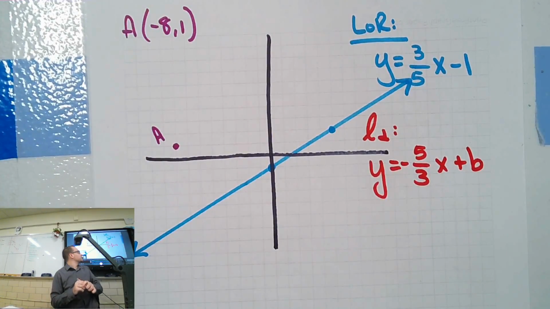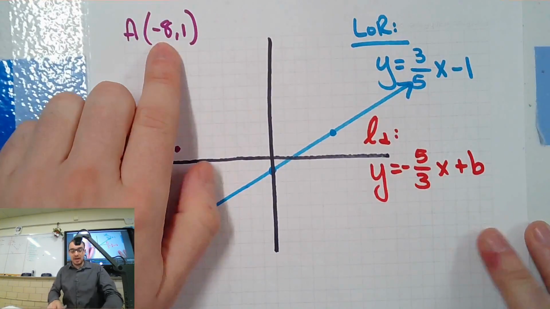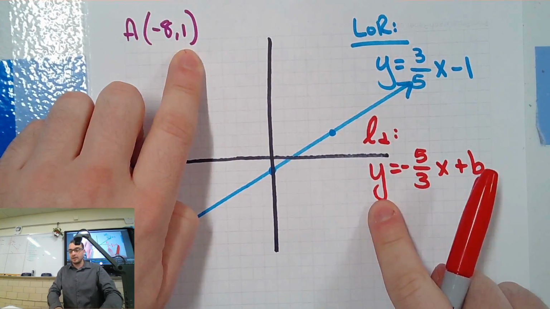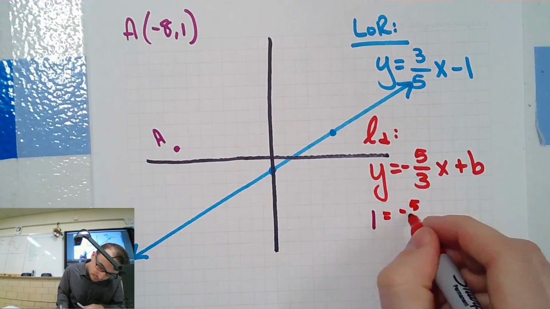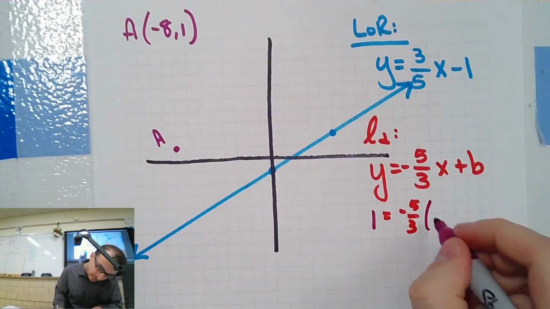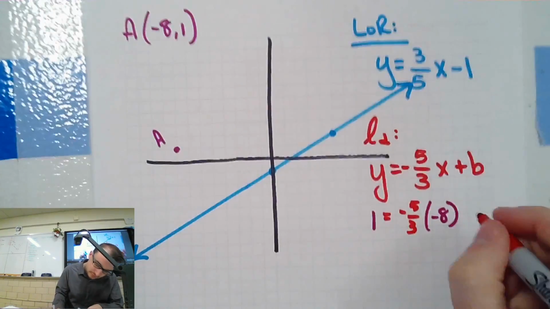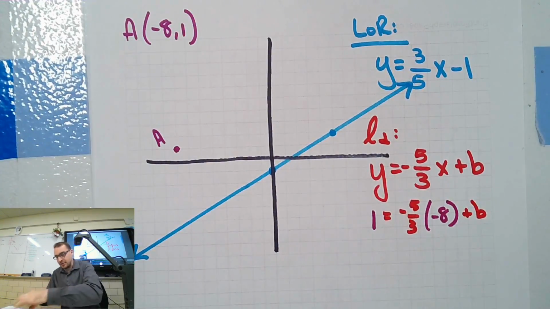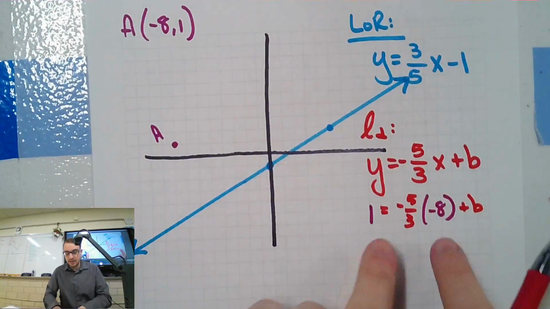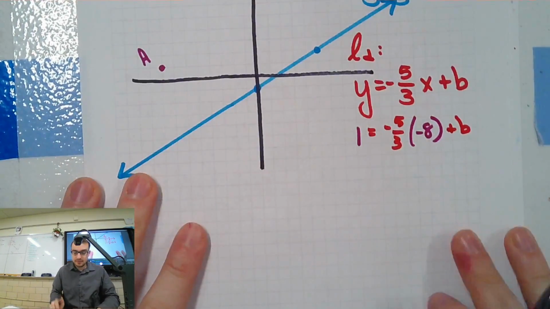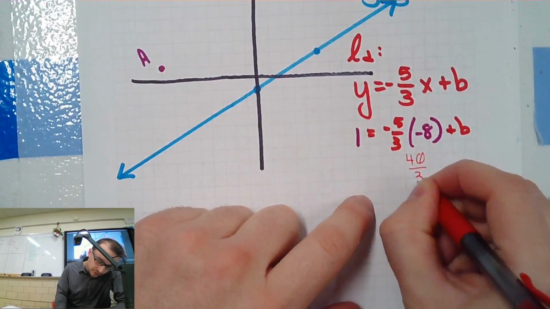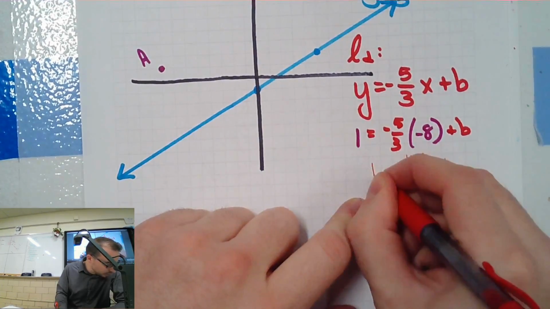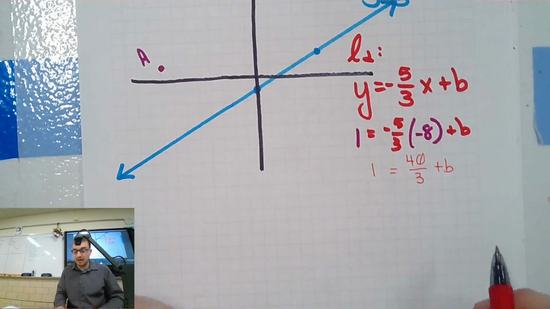I don't know the b yet. I need to figure out what b has to be so that when I plug in negative 8 for x, I get 1 for y. So I'm going to plug those in. 1 for y. Negative 8 for x. Then I do math. Negative times negative is a positive. 5 times 8 is 40. So I get 40/3 plus b equals 1. So now I'm going to subtract 40/3.